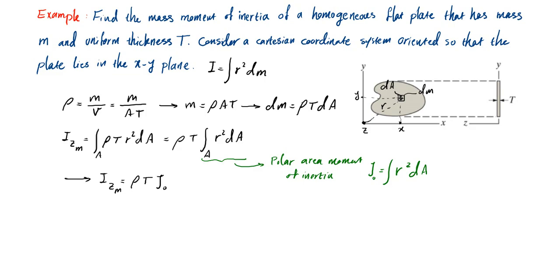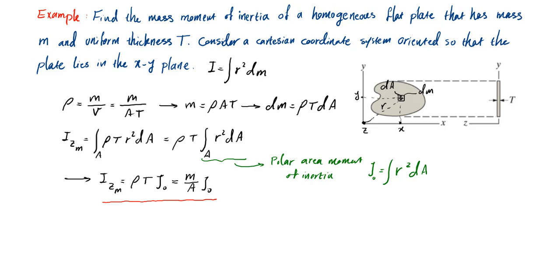Now, following what I did for the bar, as I said, we don't want to see density in the equation, we want to see mass. So rho is equal to m over A t. From here, you can see that rho t is m over A. So I can replace rho t with m and A. That gives you m over A J naught. That would be the mass moment of inertia of a homogeneous flat plate about z-axis.